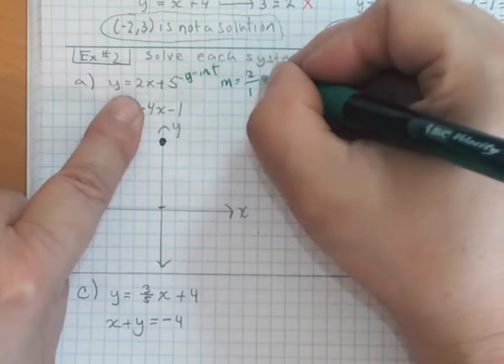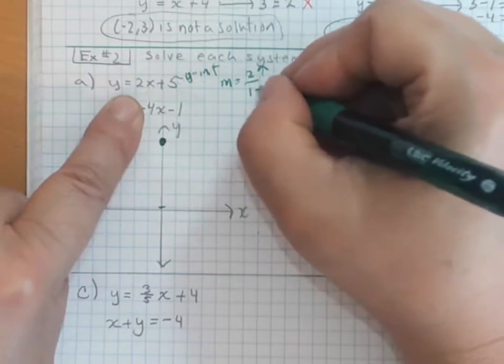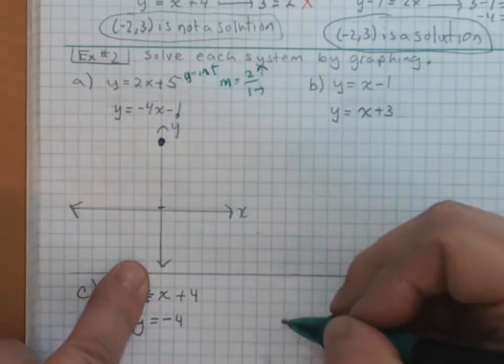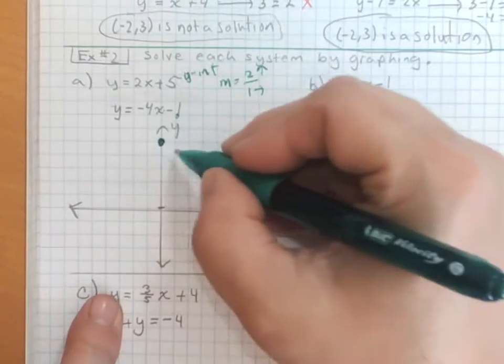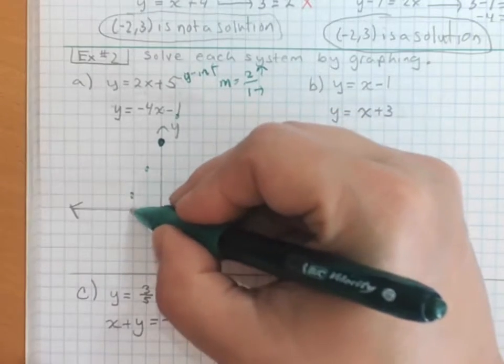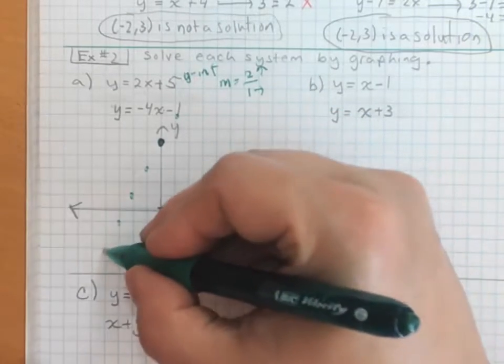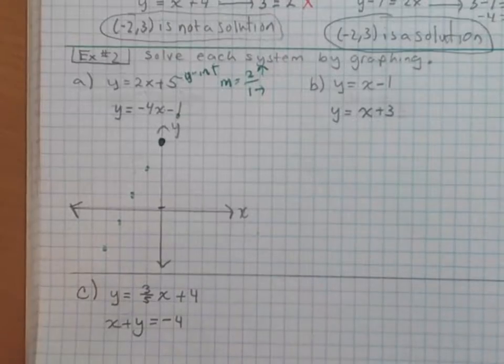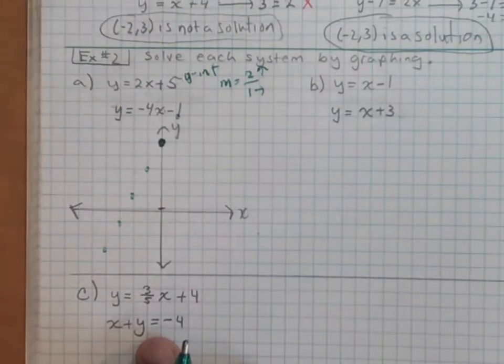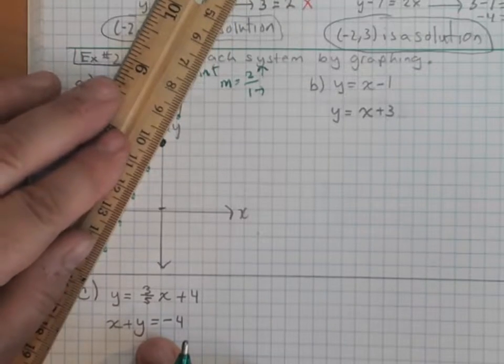2 over 1, right? So we're going to go up 2 and right 1. Up 2, right 1. Kind of puts me there, that's a little bit close, so I'm going to have to go the other direction. Down 2, left 1. Down 2, left 1. And repeat and just get all those points. Now this is an equality, so it's a solid line. I'm going to just connect all those dots.